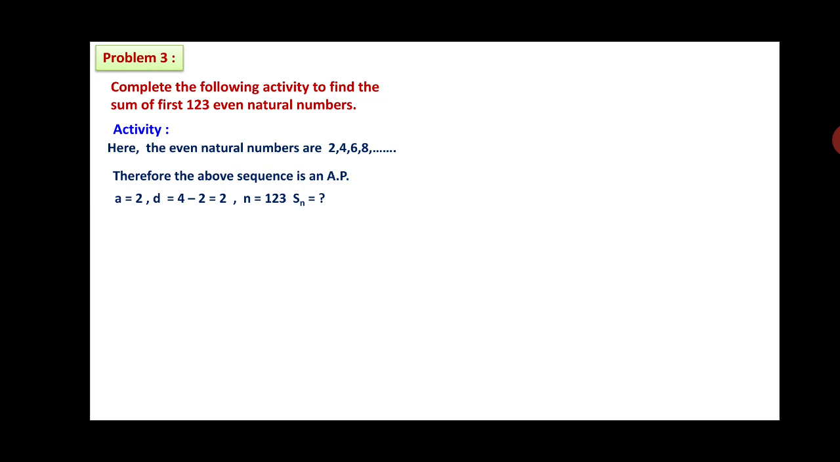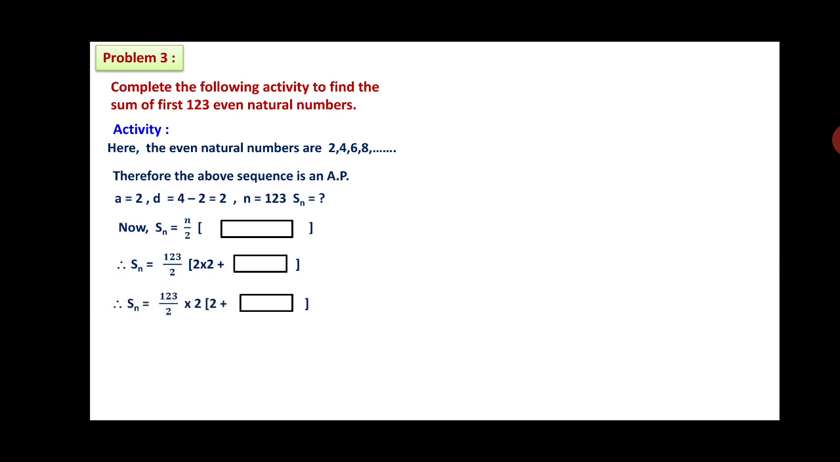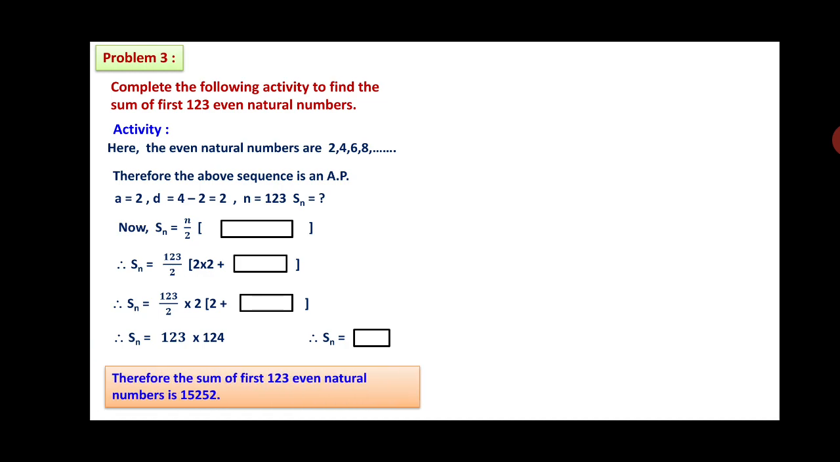Here A is 2, D is 4 minus 2, that is 2, n is equal to 123 and Sn you have to calculate. Therefore Sn is equal to n by 2 into bracket, in the box we have to write the values. Therefore Sn is equal to 123 upon 2 into bracket 2 into 2 plus, in the box we have to write the values. Therefore Sn is equal to 123 upon 2 into, 2 is common out, therefore into bracket 2 plus box. Then Sn is equal to 123 into 124, and you have to write the answer over there. Therefore, the sum of the first 123 even natural numbers will be 15,252.